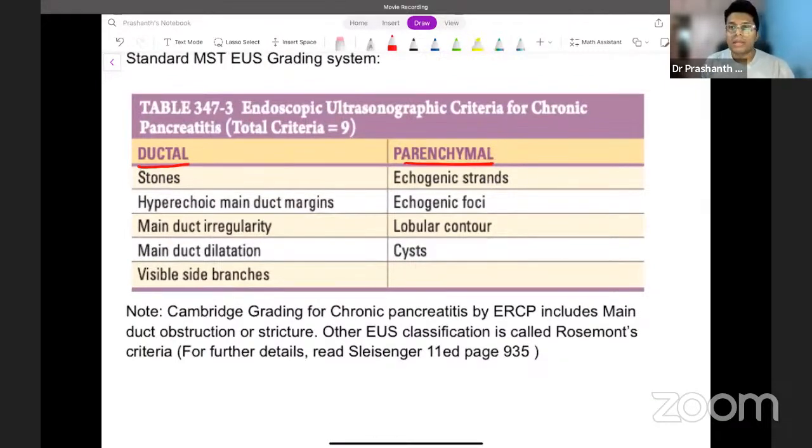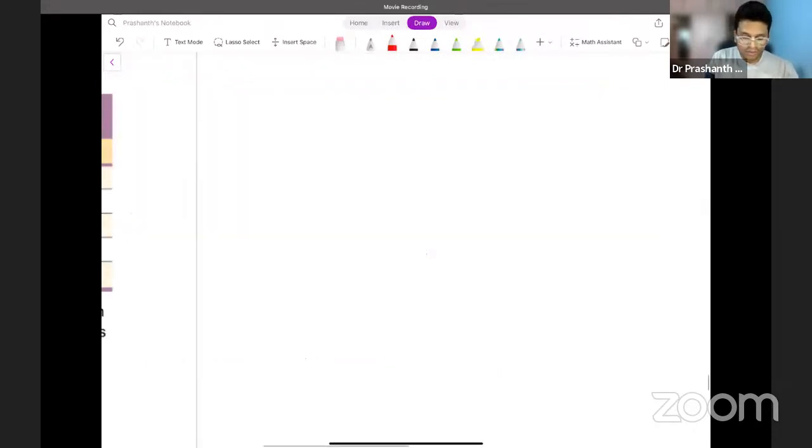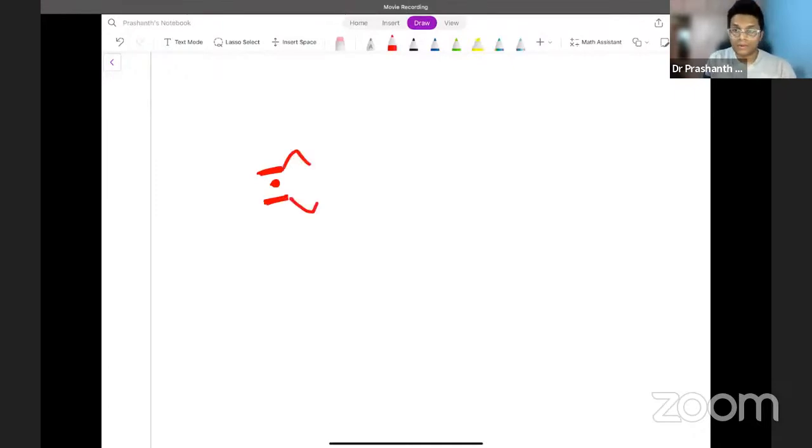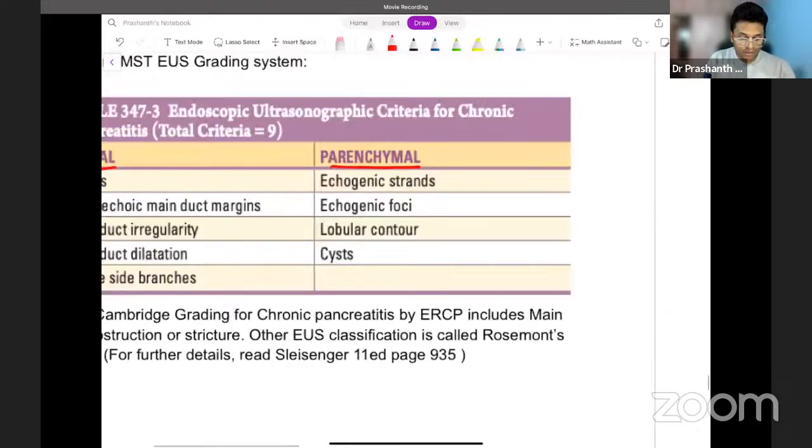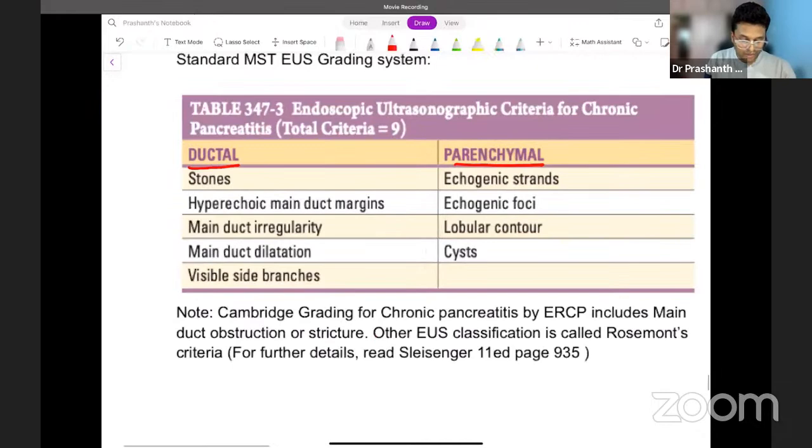Now, for ductal, remember a simple diagram with a small progression. One, you have a stone within the duct. Next part of the diagnosis is a thick, enhancing wall, then an irregular duct, then presence of a dilated duct, and then visible side branches. These are all features of the ductal component. So I've included most of it. Yes, all of them covered.